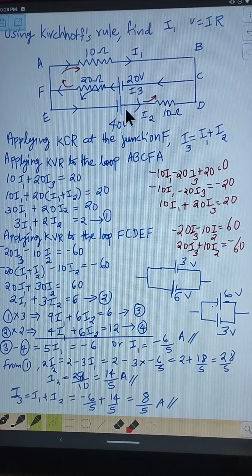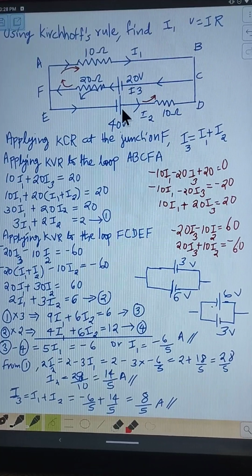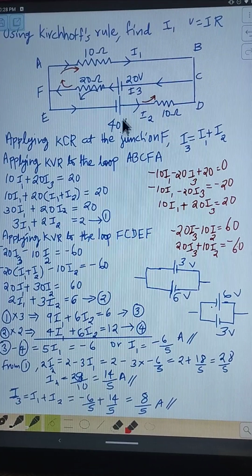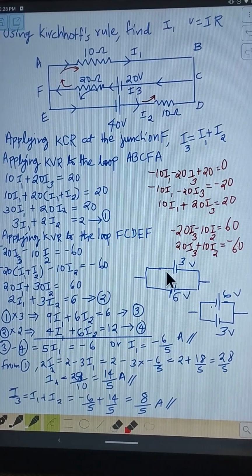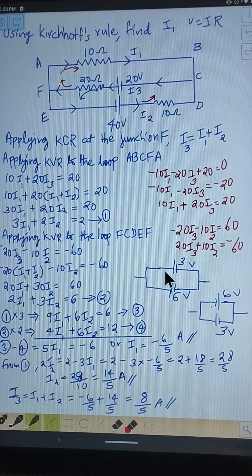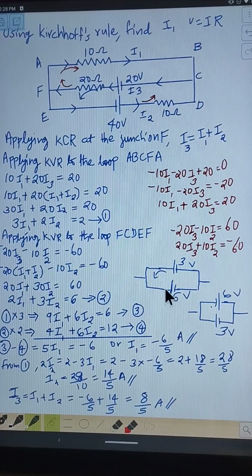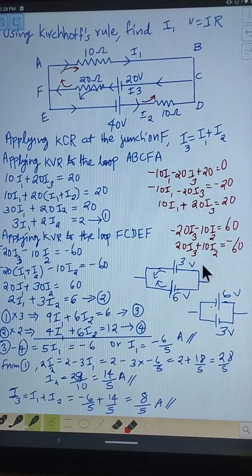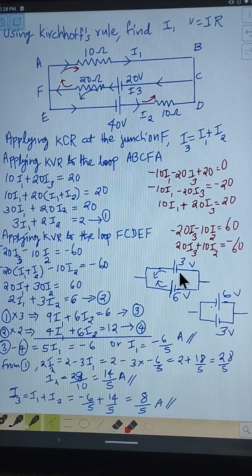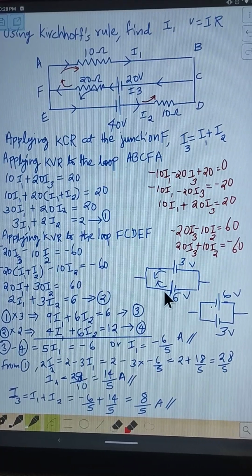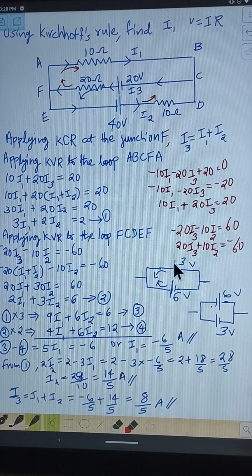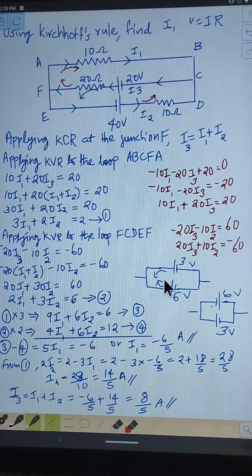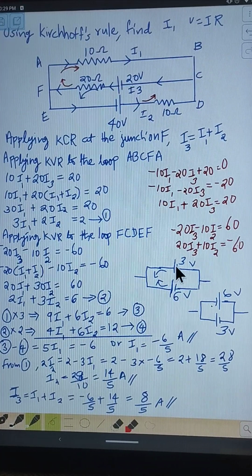So how to consider the effective EMF of a number of cells connected in a given loop? If we have cells like this, we know this cell will be sending current in this direction and this will be sending in the clockwise direction. So they are opposing each other. Then if one cell is given, that is its EMF is taken as positive, then the EMF of the other cell, which is sending current in the opposite direction, should be treated as negative. So in this case the total EMF will be 6 minus 3.